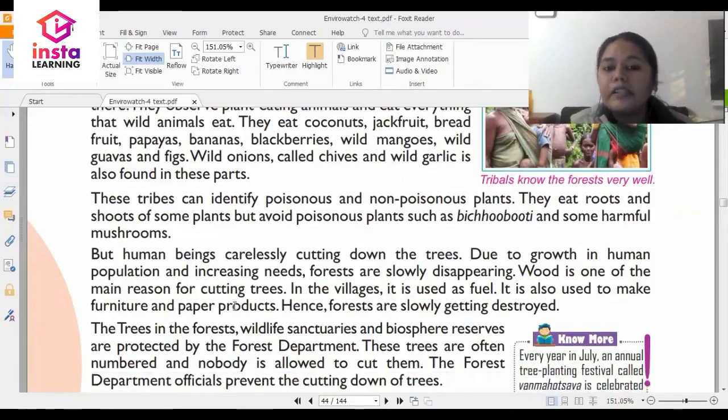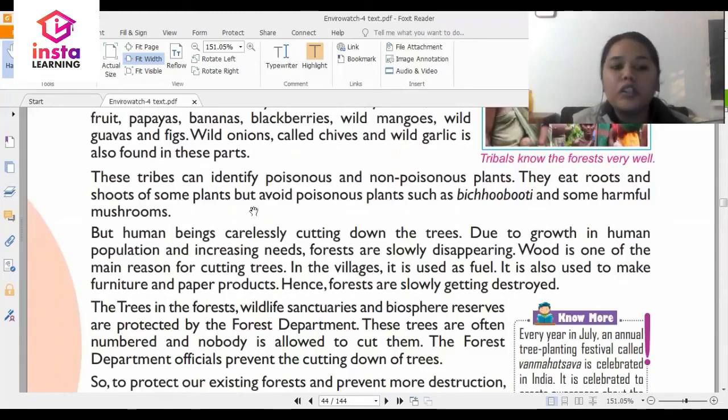But human beings are carelessly cutting down the trees. Due to growth in human population and increasing needs, forests are slowly disappearing. Wood is one of the main reasons for cutting trees. So what is the term that is used when forests are cut in large numbers? It is called deforestation. And deforestation is something which has created so many environment related problems.